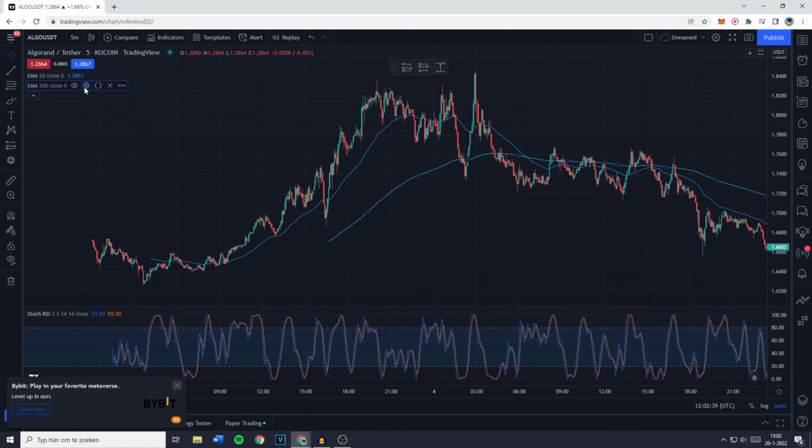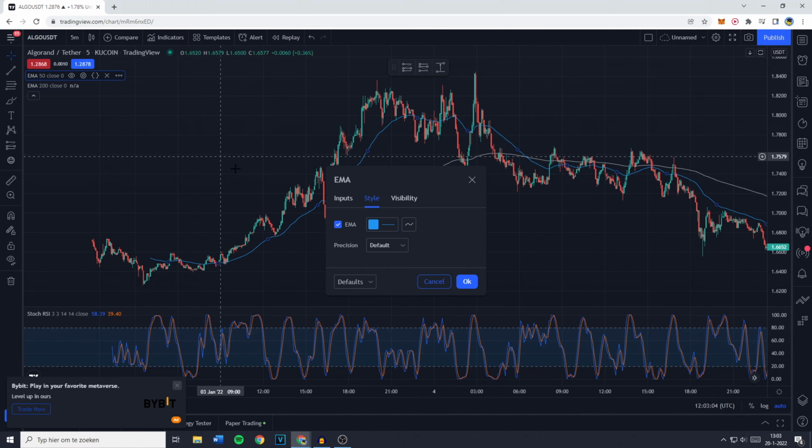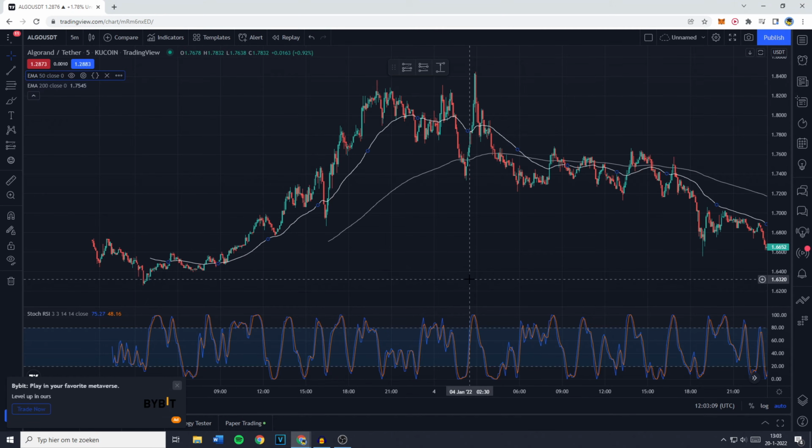I also recommend changing the color, however it's just something I like to do. I like to set it on white, and now I'm going to change the color of my 50 EMA, and you can then just click on OK.